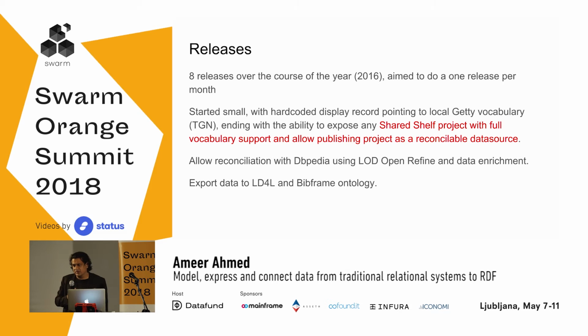Over the course of a year, we did about 8 releases. We tried to do 1 release a month, but it didn't really work out that way. But it was essentially taking baby steps, starting with something very small, a simple flat data set, which is a display record, and pointing to a local instance of a vocabulary. And then ending the year with full-blown Shared Shelf support. What does that mean? That means any type of vocabulary that you connect to, when you publish your data, actually goes into the linked open data space with links to all the different cloud sets.